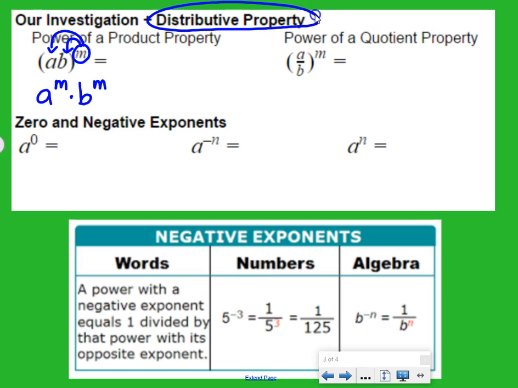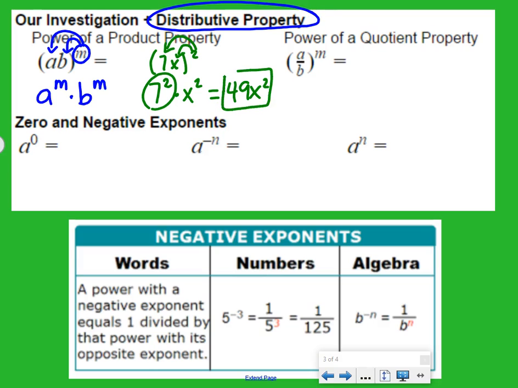A numerical example of this would be if we had 7x to the second power, we could distribute the 2, that exponent, to both bases inside. So it would be 7 to the second power times x to the second power, which would actually be 49, because that's 7 squared, times x to the second power. So it helps us to simplify things.